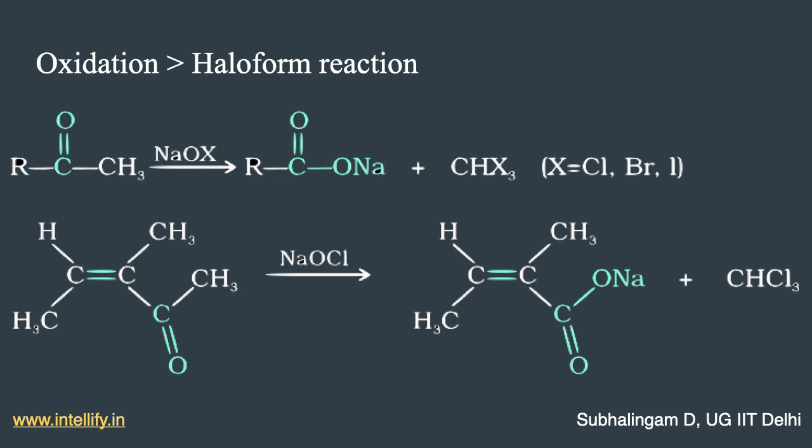So this is the reaction RCOCH3. We need a methyl group, CH3. In presence of NaOX, that is sodium hypohalite, you get RCOONa, that is the carboxylate salt, along with CHX3, that is your haloform. X can be Cl, Br, or I. So you can get chloroform, bromoform, and iodoform. Similarly, you have another reaction.